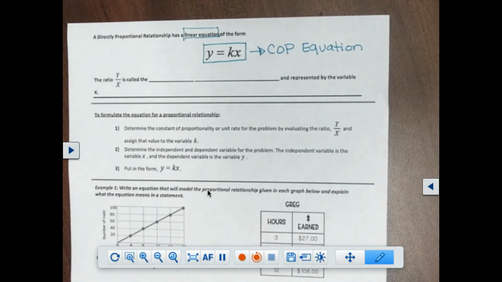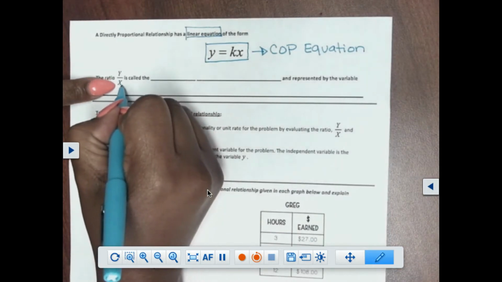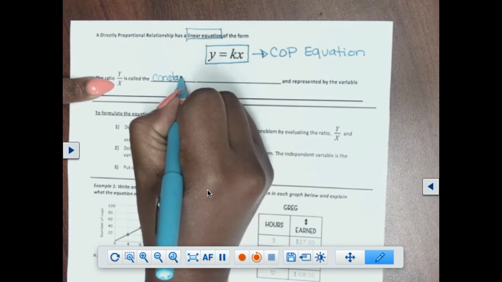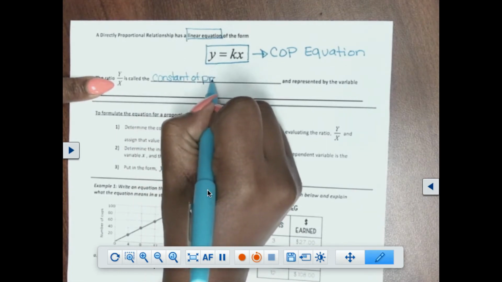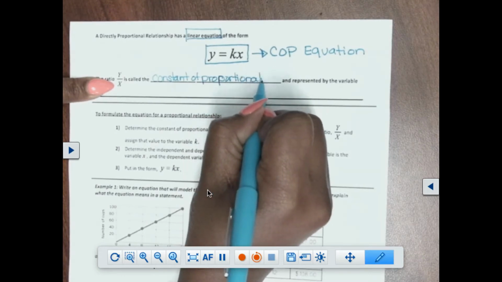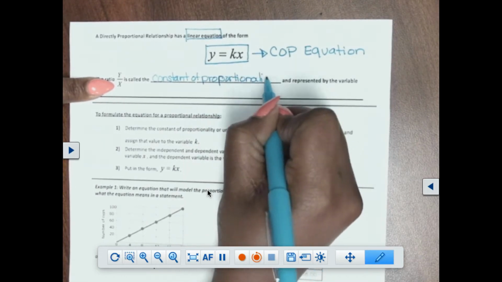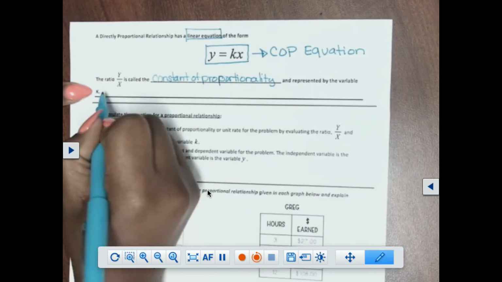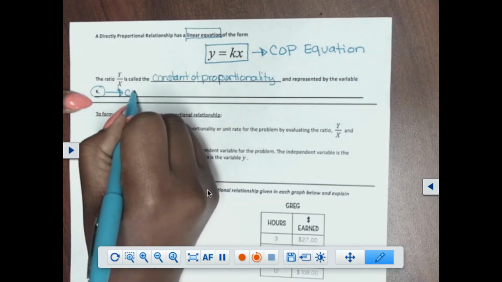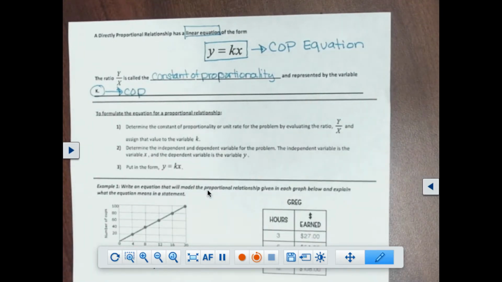Now remember, the ratio y divided by x is called the constant of proportionality. This is how you find k, okay? It is represented by the variable k. And remember, we said that k was the constant of proportionality. So how do we formulate this equation? And I'm going to zoom in a little bit better so you can see this middle section, okay?